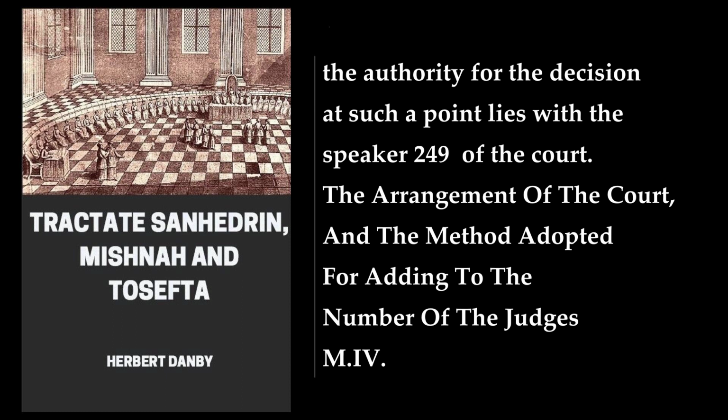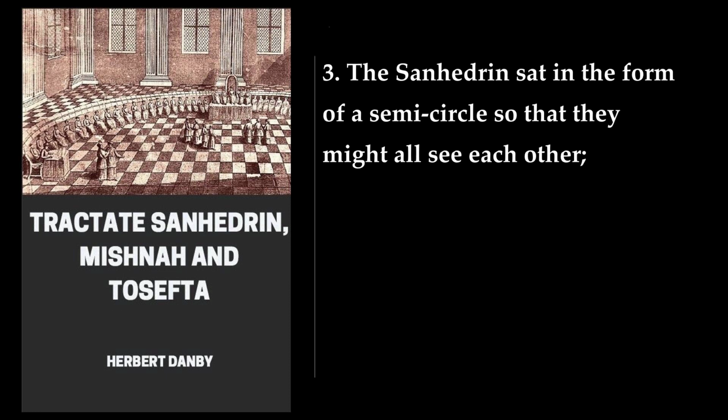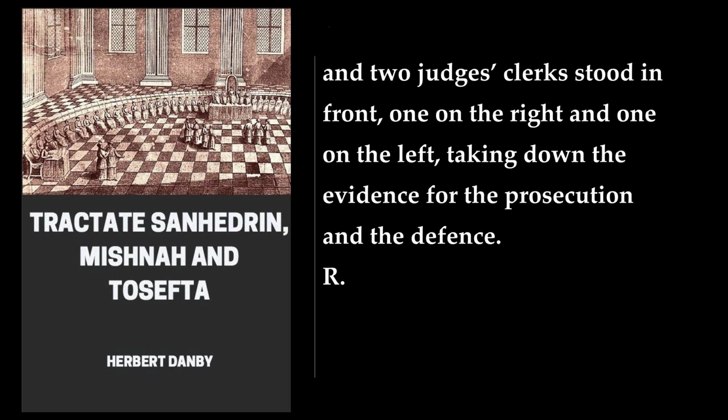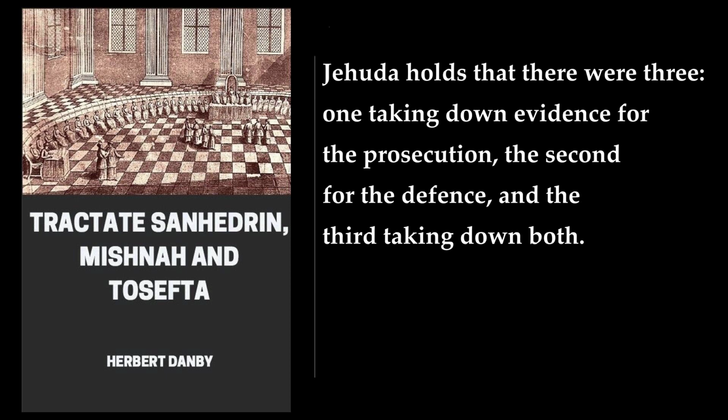Of the court. The arrangement of the court, and the method adopted for adding to the number of the judges. The Sanhedrin sat in the form of a semicircle so that they might all see each other. And 2 judges' clerks stood in front, one on the right and one on the left, taking down the evidence for the prosecution and the defense. R. Jehuda holds that there were three, one taking down evidence for the prosecution, the second for the defense, and the third taking down both.